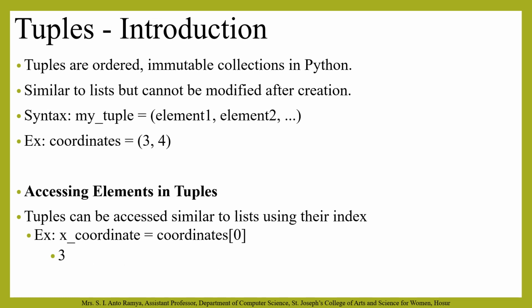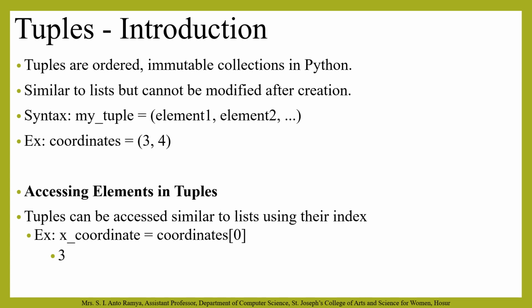So that's about lists. Next we are going into tuples. Tuples are also ordered collections, but they are immutable. Once a tuple is created, you cannot change values inside the tuple. That is a major difference between lists and tuples. Tuples are immutable while lists are mutable. And tuples use rounded parentheses, rounded brackets.